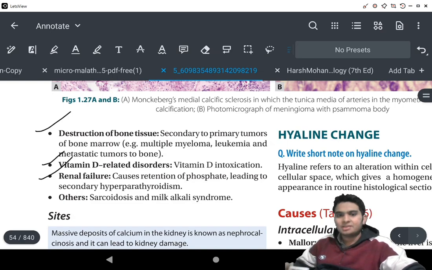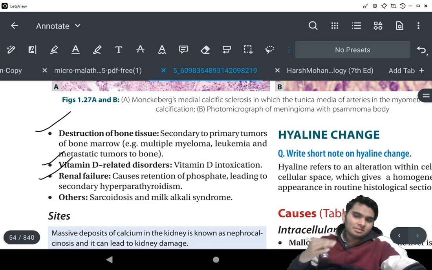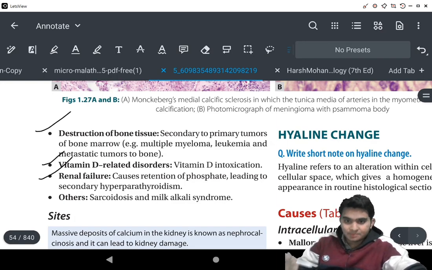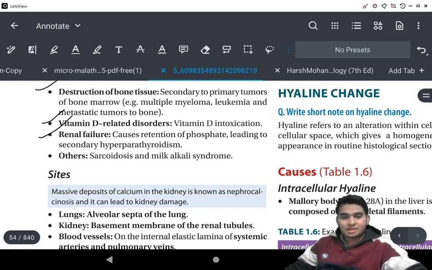Renal failure causes retention of phosphate, leading to secondary hyperparathyroidism. The mechanism is that when phosphate increases, parathyroid hormone is released to decrease the phosphate level, so this condition is known as secondary hyperparathyroidism. When calcium is decreased, parathyroid hormone is also released. It is a counter-regulatory mechanism. Other causes are sarcoidosis and milk alkali syndrome.